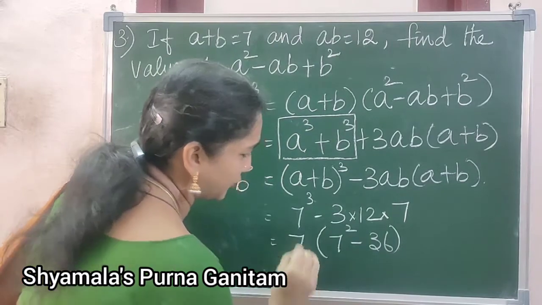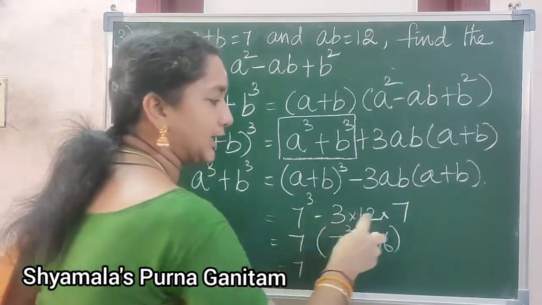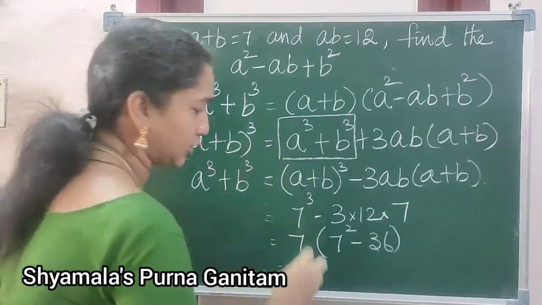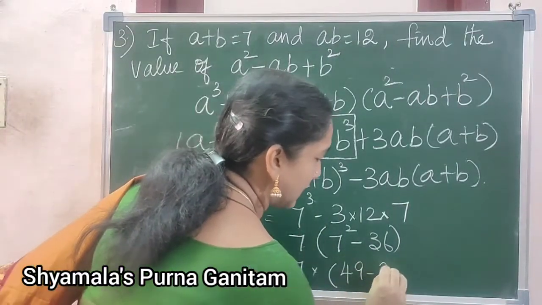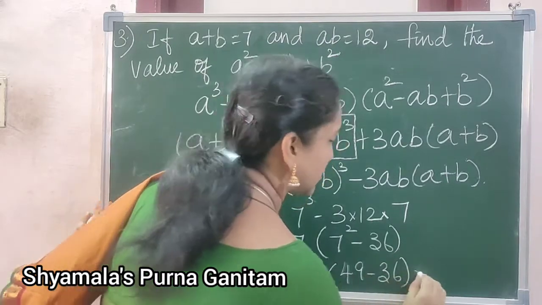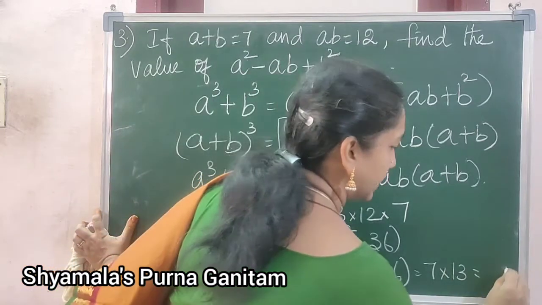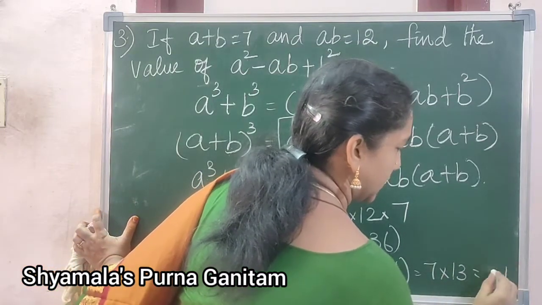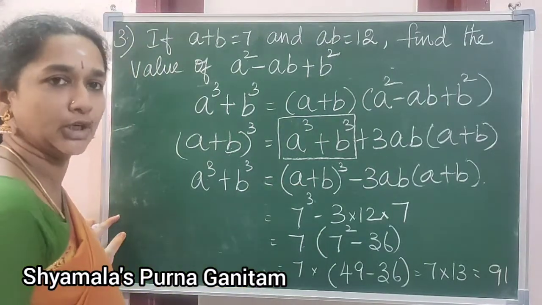For my convenience I am doing it like this. You can also find 7 cube, multiply all these things and subtract. That also can be done. So 7 into 7 squared is 49. 49 minus 36 is 13. So 7 into 13, 7 3s are 21, so 91. So 91 is a cube plus b cube.